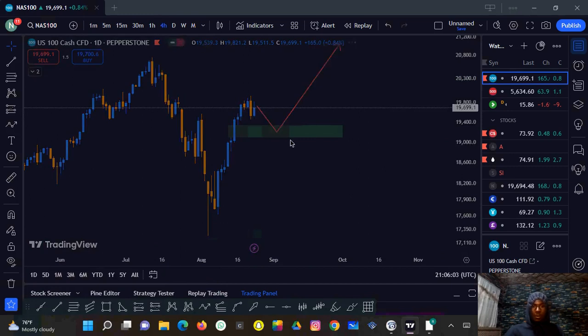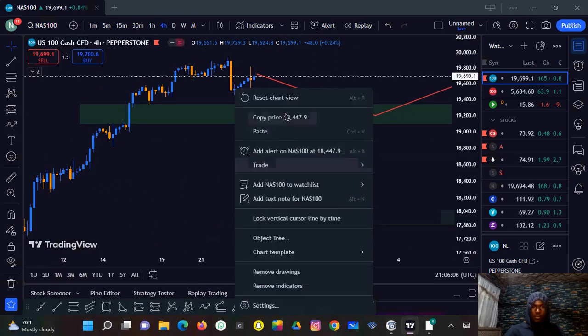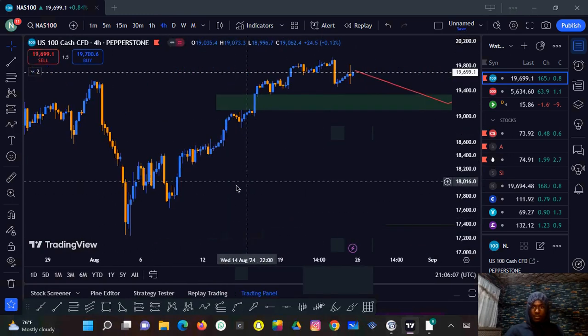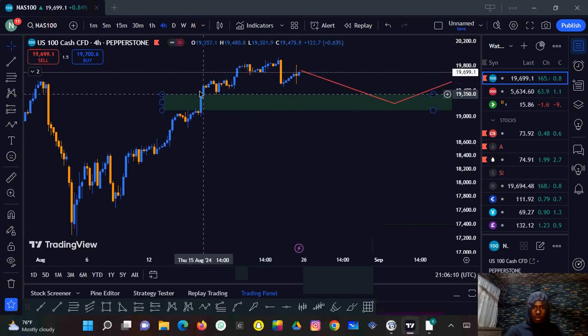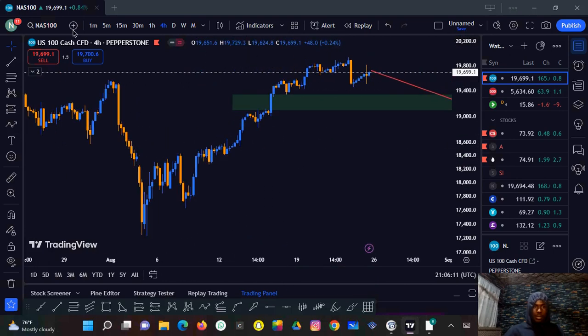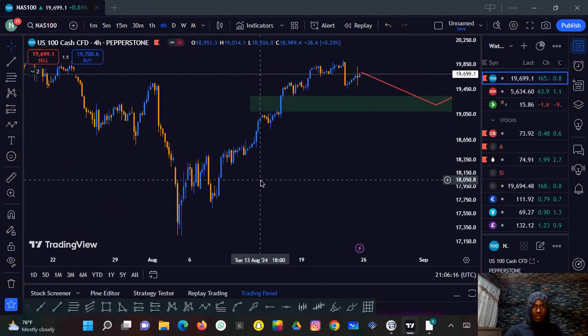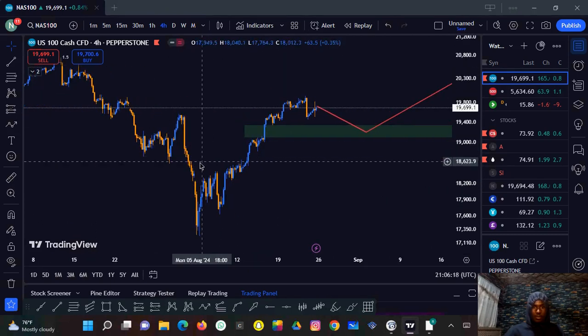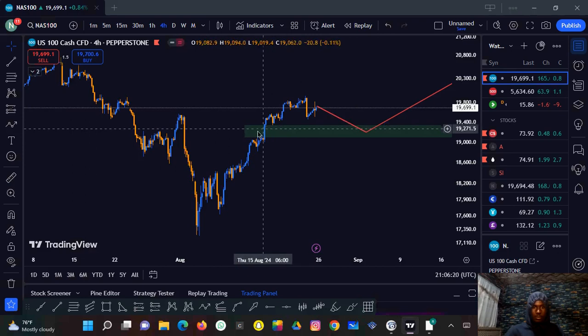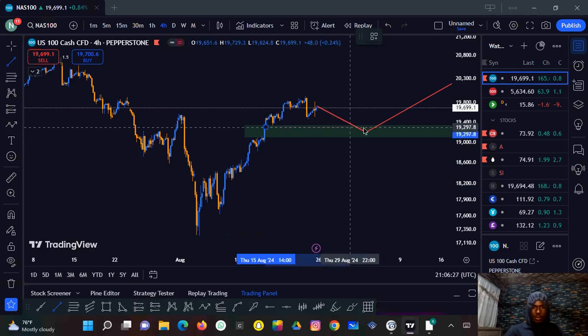So let me drop down and look at something. All right, so here can be some kind of liquidity for us. Inside can be some kind of liquidity in which the market would like to come and take.